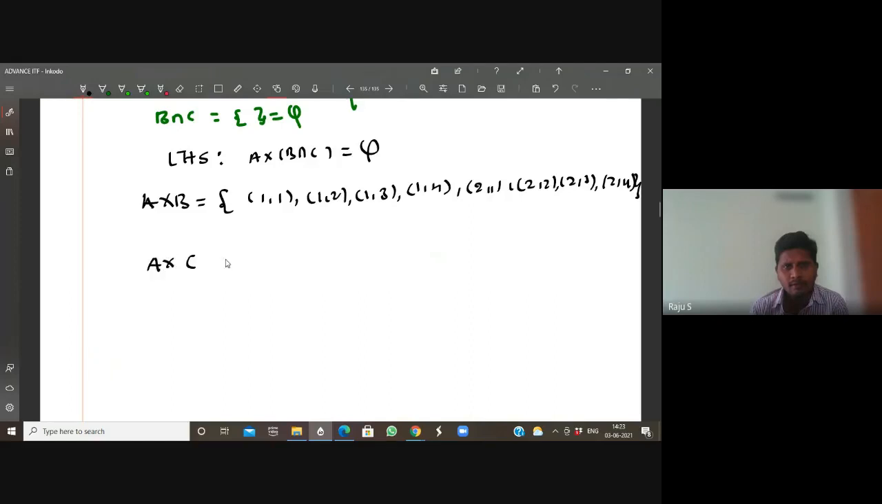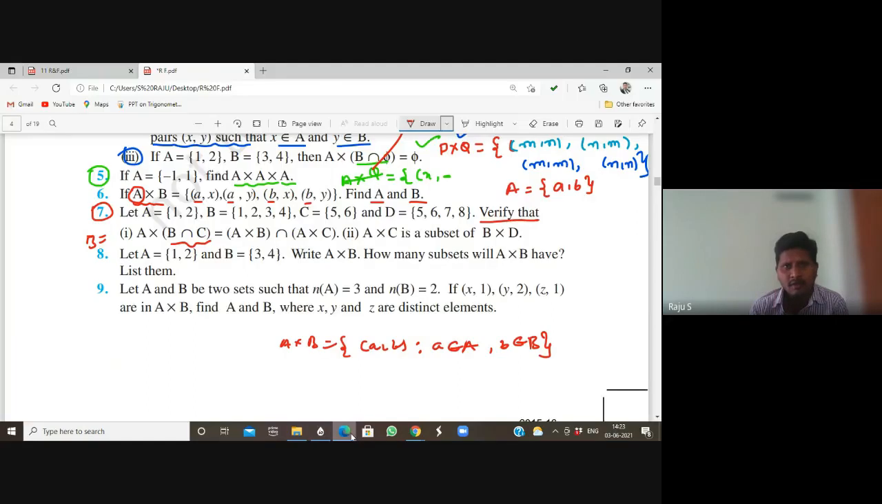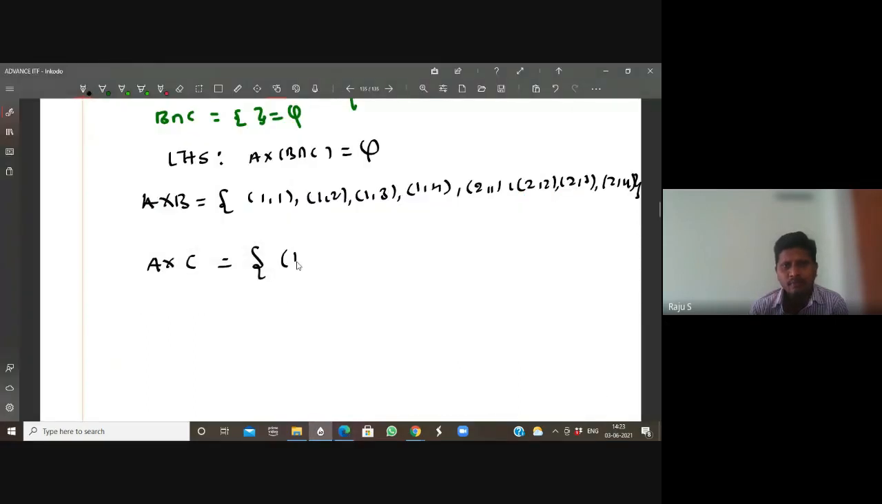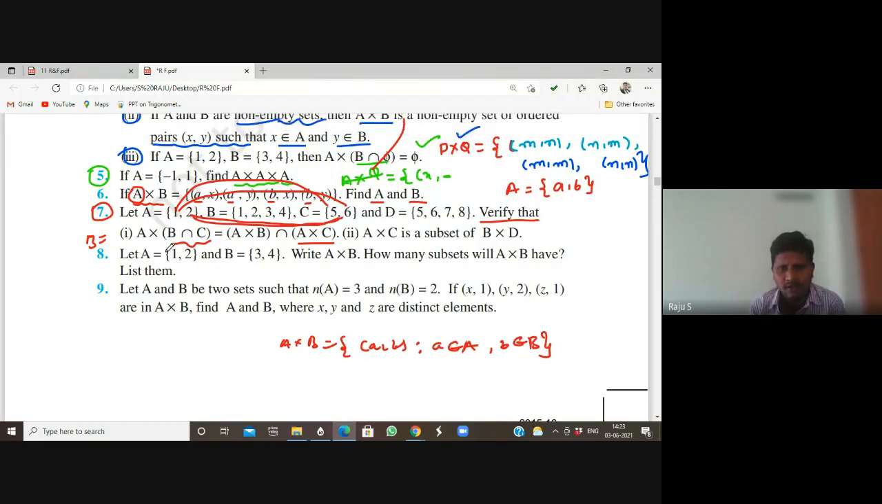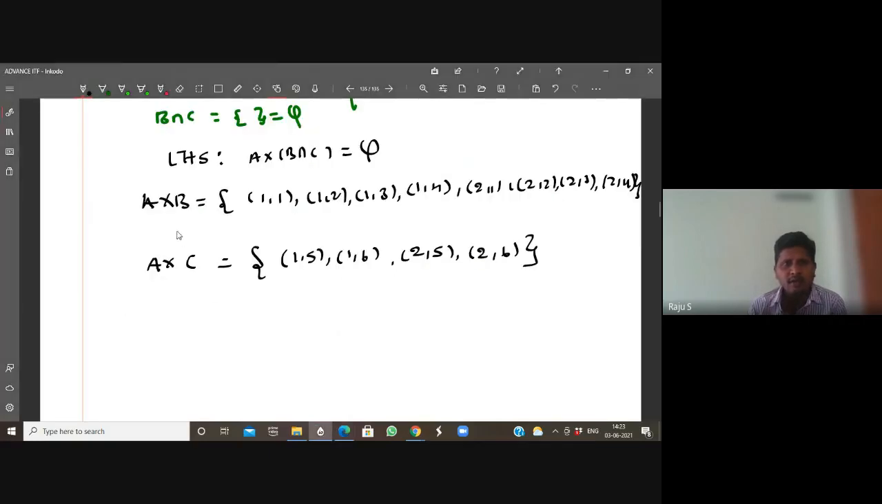A cross C. What are the ordered pairs of A cross C? (1,5), (1,6), (2,5), (2,6). Is it clear, students? See, A cross C is given by (1,5), (1,6), (2,5), (2,6). These are the possible ordered pairs. I have written everything. Now we need to find the intersection, the common ordered pairs.